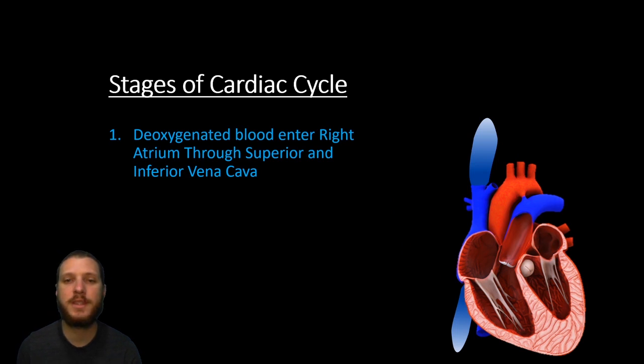So here we're going to go over the stages of the cardiac cycle. Whenever you see the writing in blue, it means our blood is deoxygenated. If it's in red, we're going to assume it's oxygenated. It should be said that deoxygenated blood isn't completely deoxygenated. There's still always going to be a certain amount of oxygen in it.